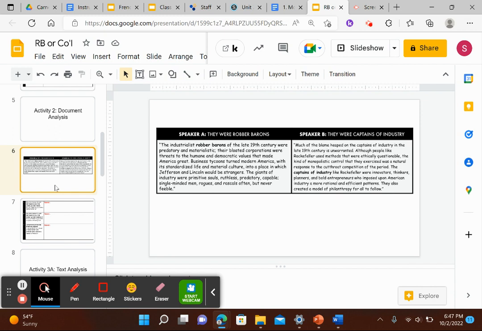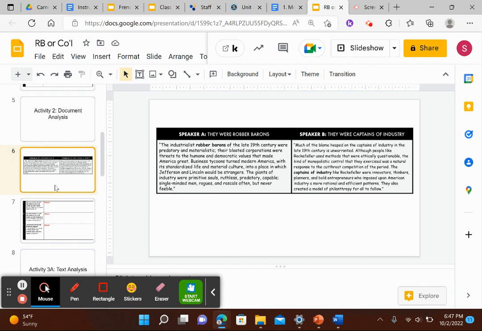Their bloated corporations were threats to the humane and democratic values that made America great. Business tycoons turned modern America, with its standardized life and material cultures, into a place in which Jefferson and Lincoln would be strangers. The giants of industry were primitive souls, ruthless, predatory, capable, single minded men, rogues, and rascals often, but never feeble.